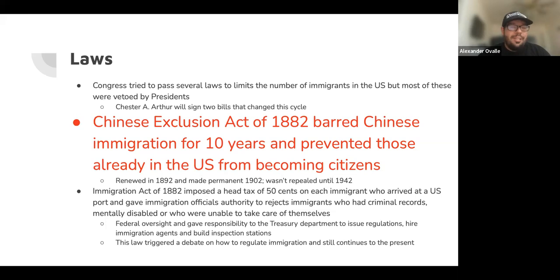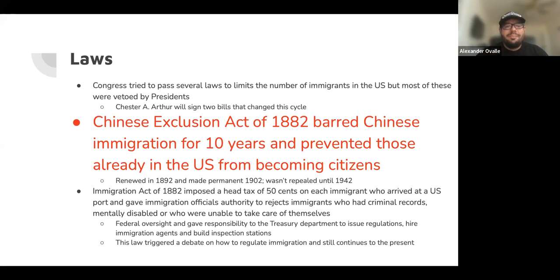One of them, the biggest one, test question: the Chinese Exclusion Act of 1882 will bar Chinese immigration to the United States for 10 years, and prevented those in the United States from becoming citizens. So even if you came here for a better life and you came through the proper channels, the country will now not let your family come to immigrate here, and you yourself cannot apply to become a citizen, and you have to stay.